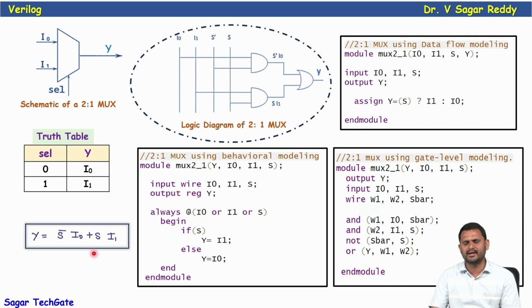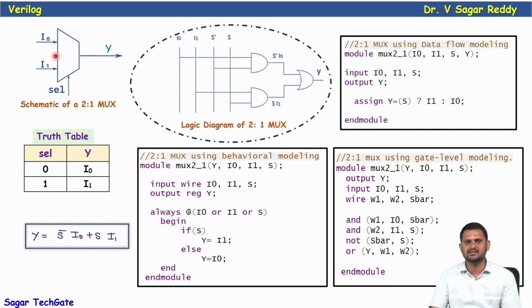This is a simple Boolean expression for this mux: Y is equal to S bar I0 plus S I1. For example, S is equal to 0. So 0 prime is 1, 1 into I0, plus 0 into I1, which is 0. So now Y is equal to I0. For example, S is equal to 1. Assume that. So 1 prime means 0, 0 into something is 0. Then we'll get Y is equal to 1 into I1, Y equal to I1.